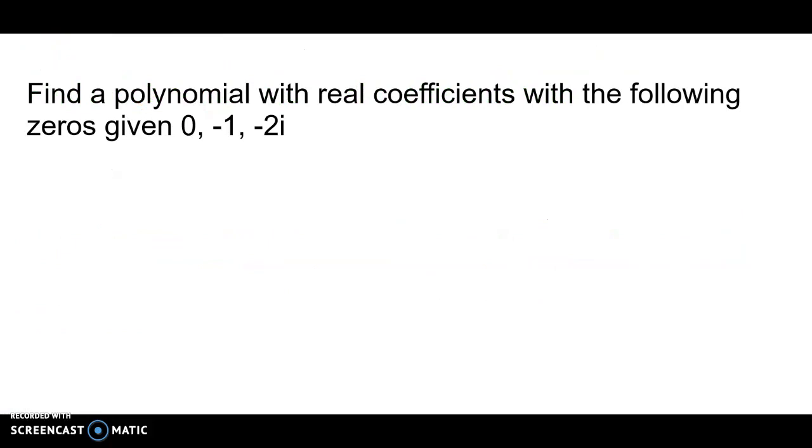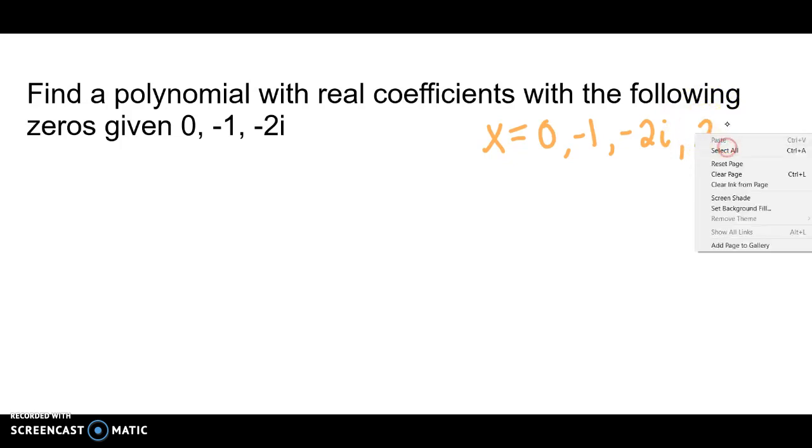So let's look at this example. Find a polynomial with real coefficients with the following zeros: 0, -1, and -2i. Let's take a minute to think about what our zeros really are. Our zeros are x equals 0, x equals -1, x equals -2i. And because that's a complex number, a complex zero, we know that positive 2i must also be a zero.